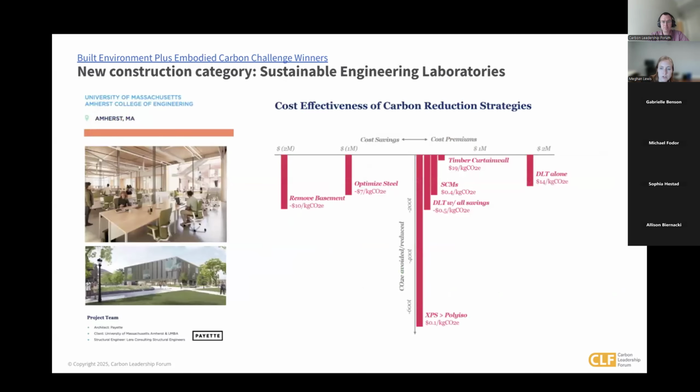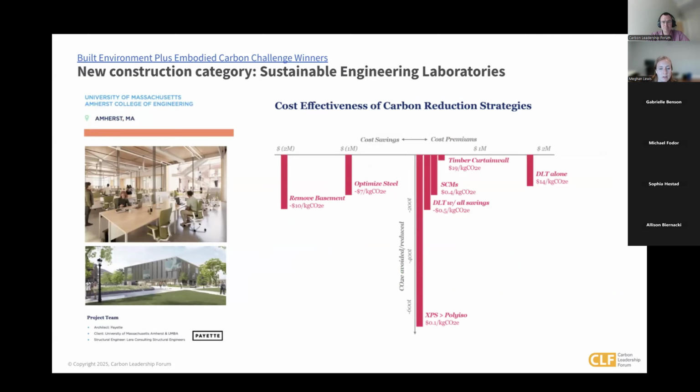And for the new construction category, the Sustainable Engineering Laboratories won. They got a 34% reduction through a hybrid steel timber system using DLT. They used polyiso instead of XPS insulation for the roof, and optimized the concrete mix with 50% supplementary cementitious material replacement and Portland limestone cement.